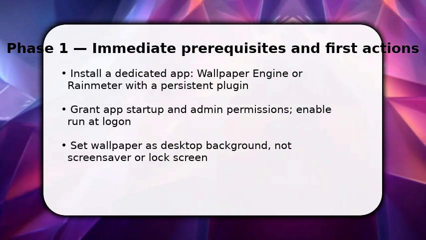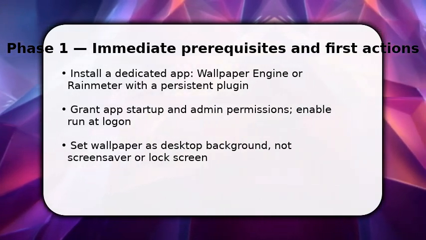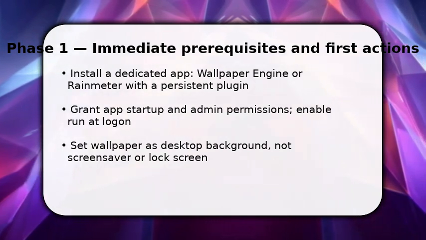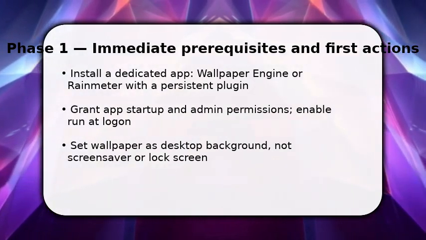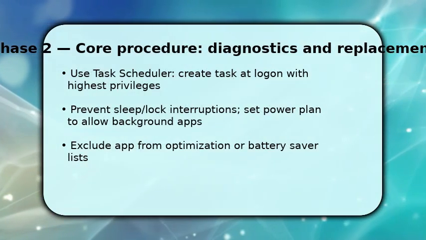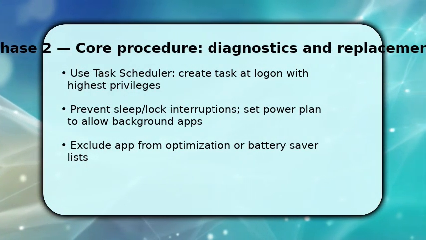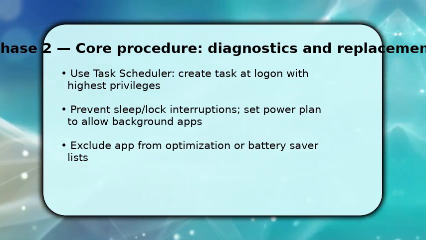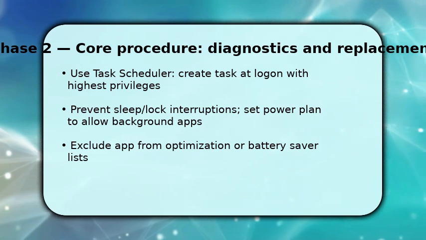Make sure you apply the animation as the desktop background, not as a screensaver or lock screen, so Windows treats it as the live wallpaper you want to preserve. Now you make the wallpaper persistent. Create a task scheduler task that launches the Wallpaper app at logon with highest privileges and a short delay. This guarantees it starts after user processes.